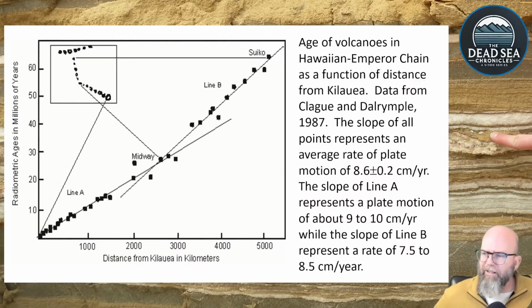Another quick example of this, just to give you the idea of how we would do that. Here's one of the most famous tests of using radiometric dates and looking at how far the rocks have moved over time to calculate how fast a plate's moving. So the Hawaiian Islands sit on a plate, the Pacific plate. That plate is moving away from California.